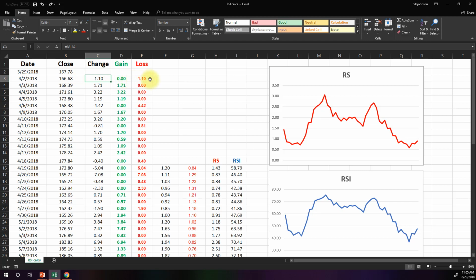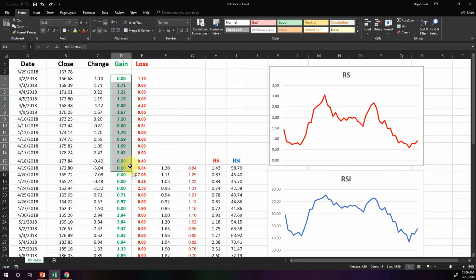Notice that I have taken away the minus sign because we're going to need to take the average. We don't want a negative number, so it's just saying the loss is $1.10. Next day we had a gain of $1.71, and obviously no losses. Next day was a gain of $3.22, and no losses, and so on. So we only get one number reported in either the gain or the loss column, and the other will just be 0.